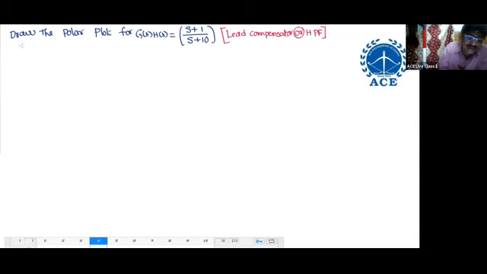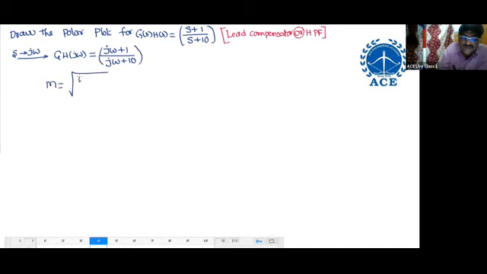Same standard procedure. S is replaced by j omega. So G H of j omega equals (j omega plus 1) by (j omega plus 10). Write the magnitude: root of (omega square plus 1) by root of (omega square plus 100). Write the phase angle.